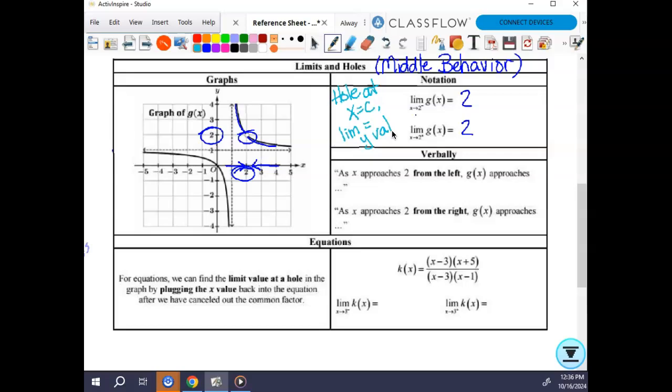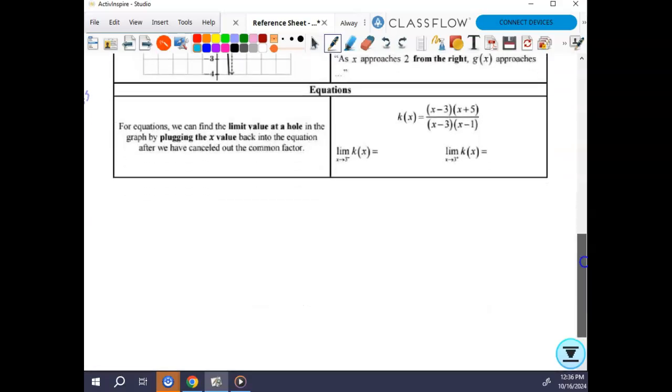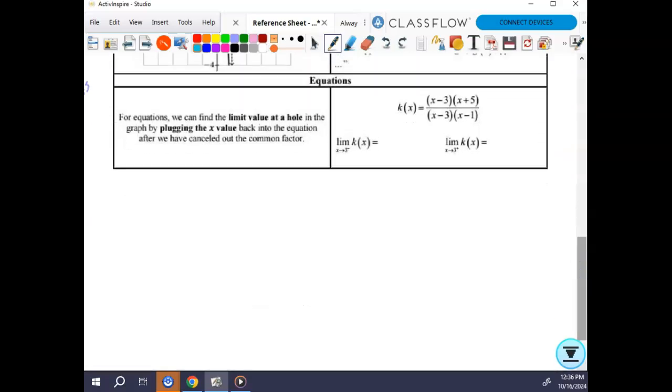All right, so then what if I have an equation and I don't have that to look at? For equations, we can find the limit value at a hole by plugging the x value back in after we've canceled out the common factor. When you are given an equation like this, I think we all are pretty confident we get this. We can cancel that out. We get a hole at x equals 3.